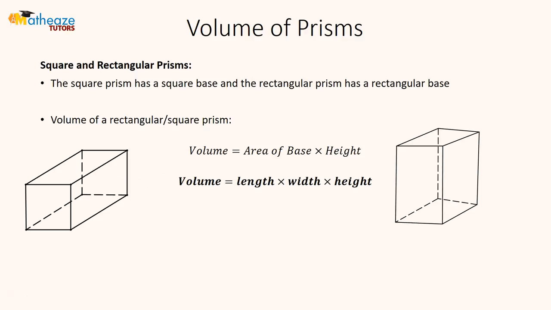Let's look at square and rectangular prisms. So a square prism has a square base and a rectangular prism has a rectangular base. Now the volume is going to be area of the base times the height. So first we're going to determine the base. The base here in a rectangle is going to be, the area of the base is length times width, and then you multiply it by the height. If it was a square, it will be side times side, and then you multiply it by the height.